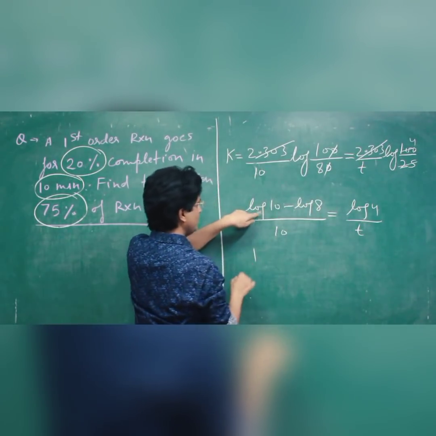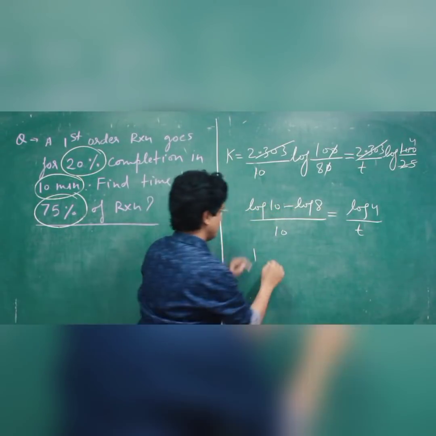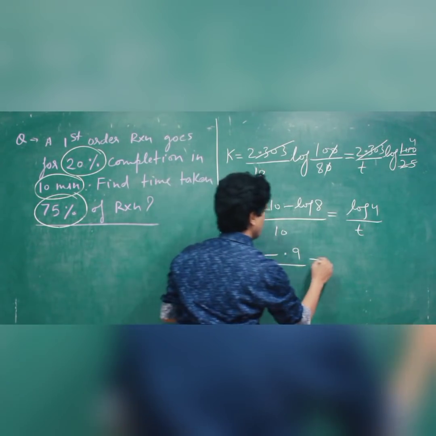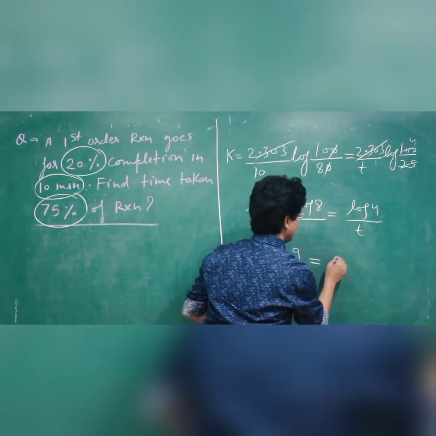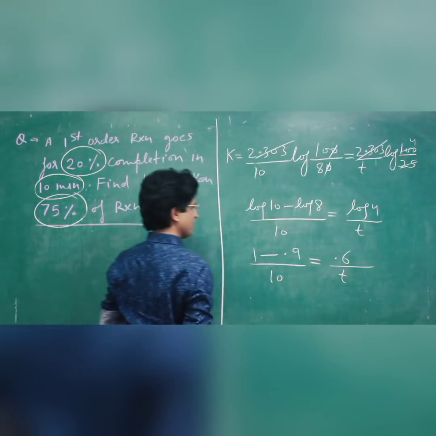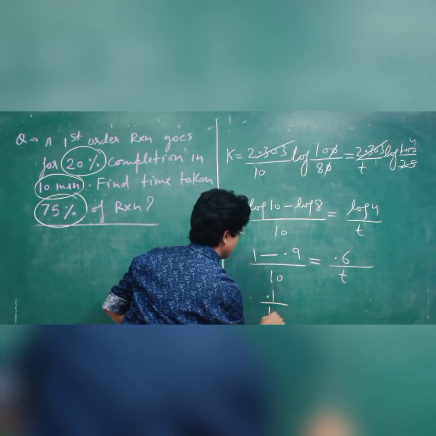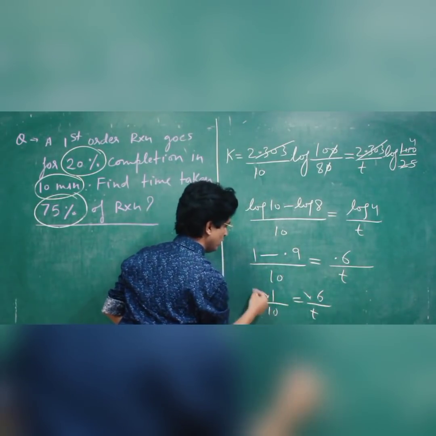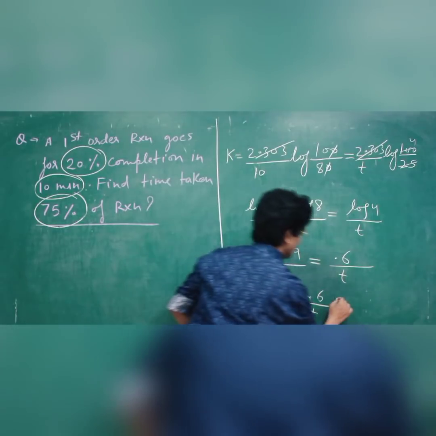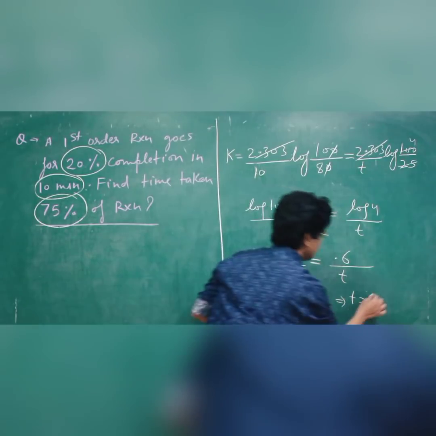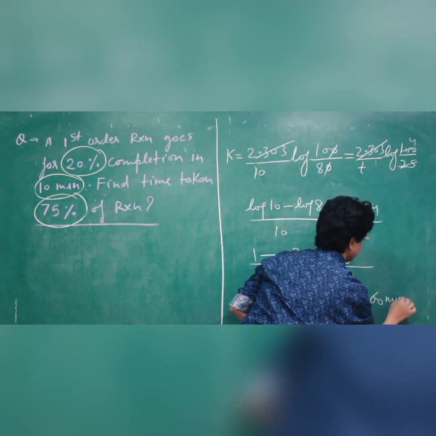Solve this. This is 1. Log of 8 is 0.9, upon 10, should be equal to log of 4, which is 0.6, upon the time they are asking. Basically this will be 0.1 upon 10 equal to 0.6 upon t. You solve it, 10 into 6 will be 60. So the time required to complete 75% of the reaction will be 60 minutes.